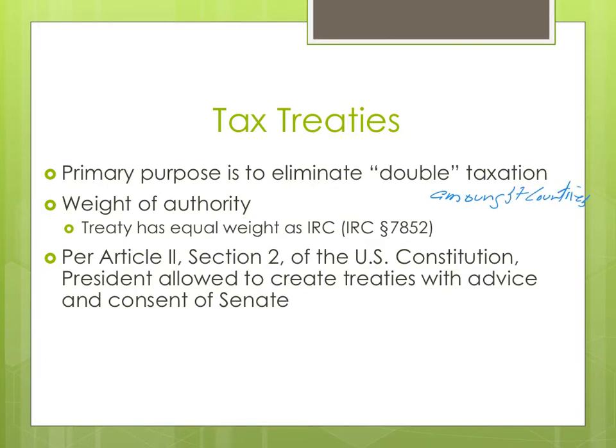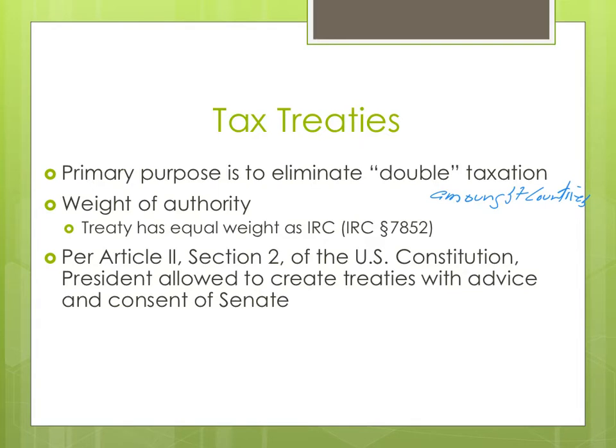So if you're a U.S. resident, a citizen, and you're living in Switzerland, for example, we have a tax treaty with Switzerland that kind of outlines who gets to tax you on your income, what income items are taxed under Swiss law, and what income items are taxed under U.S. law. Okay, that's the purpose of a tax treaty.